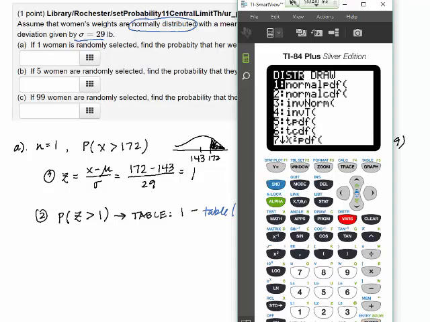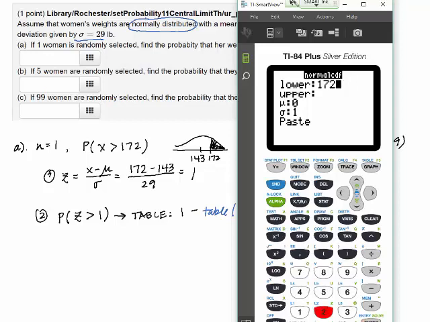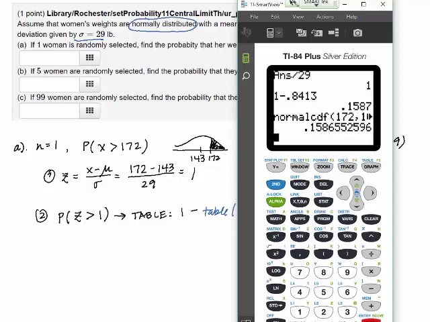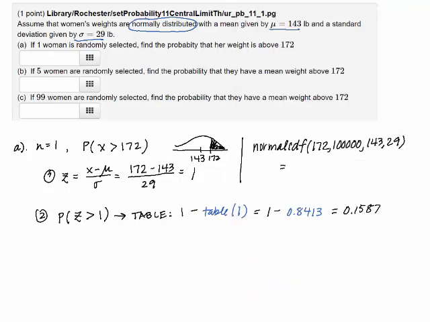Second, variables for the normal CDF. The lower bound now is 172. Upper bound of huge. Mean of 143. Standard deviation 29. If you have the calculator without the updated operating system, make sure to enter those separately, same entries, just separated by commas instead in the linear form there. 0.15865, so 0.1587. Hooray, look at that. They match.